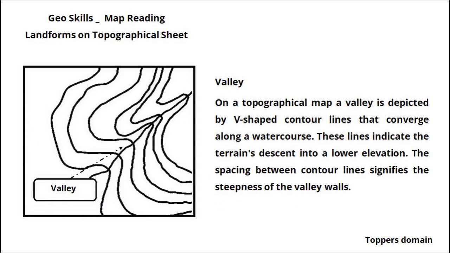Moving down to lower elevations, we have the valley. On a topographical map, a valley is depicted by V-shaped contour lines that converge along a watercourse. These lines indicate the terrain's descent into a lower elevation. The spacing between contour lines signifies the steepness of the valley walls.